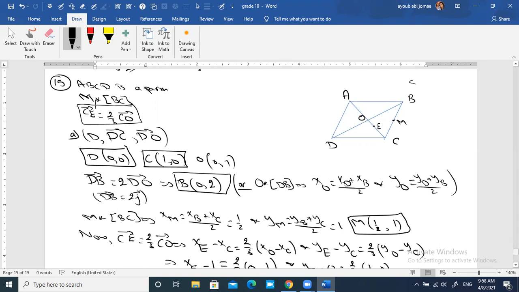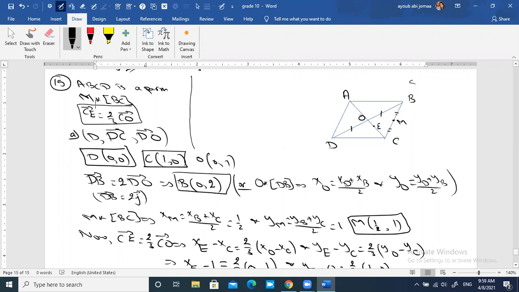Good. Once you have O as the midpoint, CO is a median, and you have CE is 2/3 CO, it means that E is the centroid of triangle DCB. Now M is the midpoint of BC, then DM is a median, hence E belongs to DM, therefore D, E, and M are collinear.